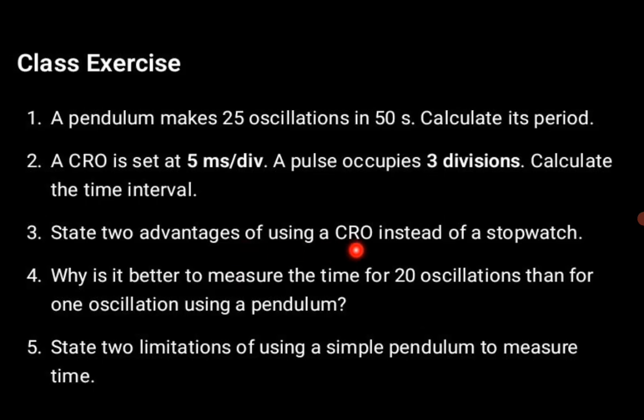State 2 advantages of using a CRO instead of a stopwatch. Why is it better to measure the time for 20 oscillations than for 1 oscillation using a pendulum? State 2 limitations of using a simple pendulum to measure time. Limitations are like disadvantages.